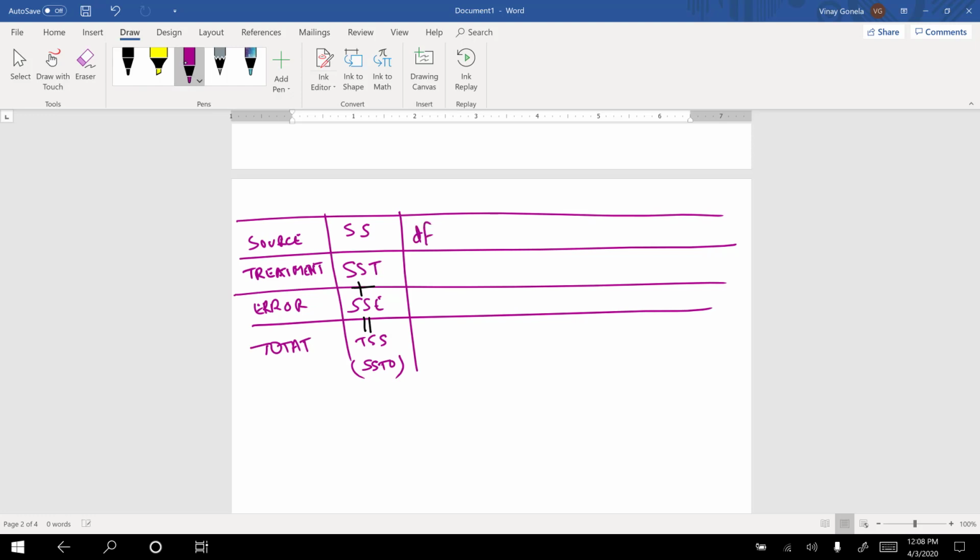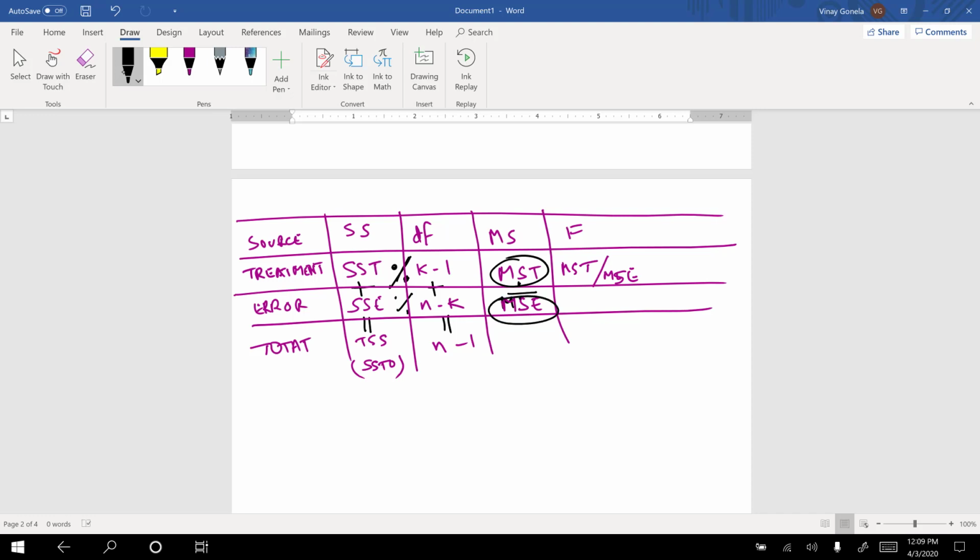And then I have degree of freedom. The degree of freedom is k minus 1. This is n minus k. N is the sample size. And this is n minus 1. So again, this plus this is going to give me this. If I divide this, I will get, again, MS, mean square. I will get MST, and then if I divide SSE by n minus k, I will get MSE, and then for the F value, I will get MST divided by MSE. So if I do this divided by this, I will get the F value.